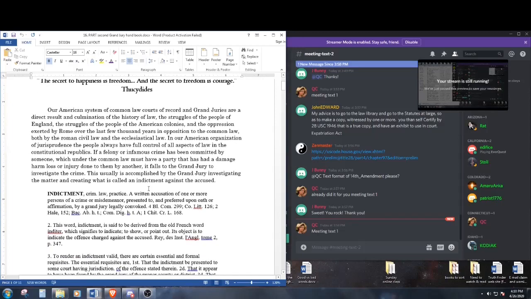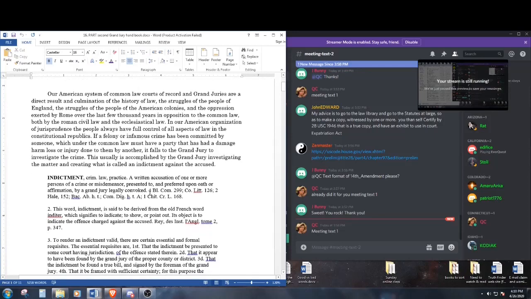In our American organization of jurisprudence, the people always have full control of all aspects of law in the constitutional republics. If a felony or infamous crime has been committed by someone, which under the common law must have a party that has had a damage, harm, loss, or injury done to them by another, it falls to the grand jury to investigate the crime. This usually is accomplished by the grand jury investigating the matter and creating what is called an indictment against the accused. So here's the definition of an indictment.